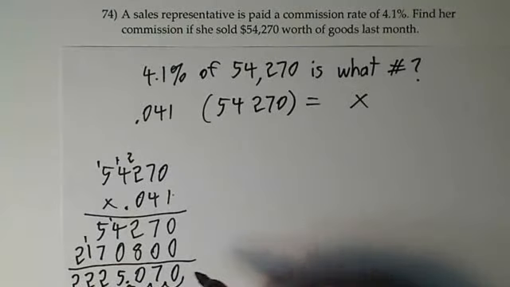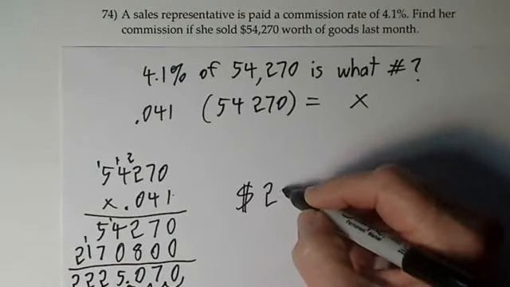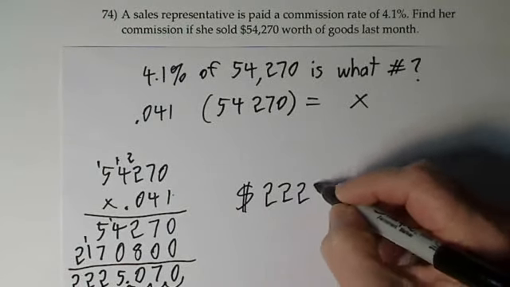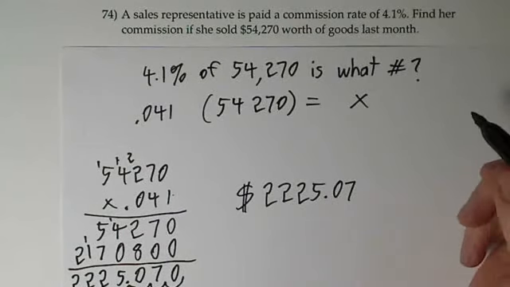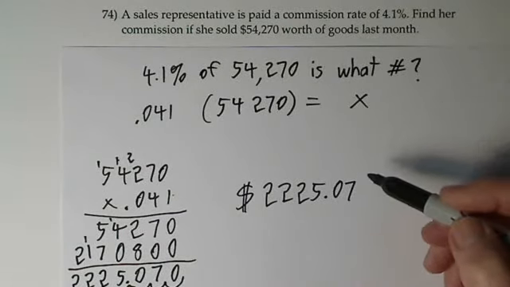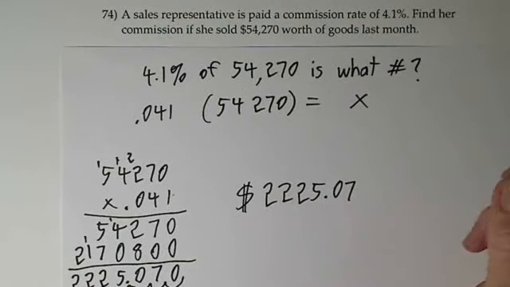So this sales rep made $2,225.07. And that makes sense. If you sell something that's worth $54,000, it doesn't take much of a percentage to get you up to $2,225.